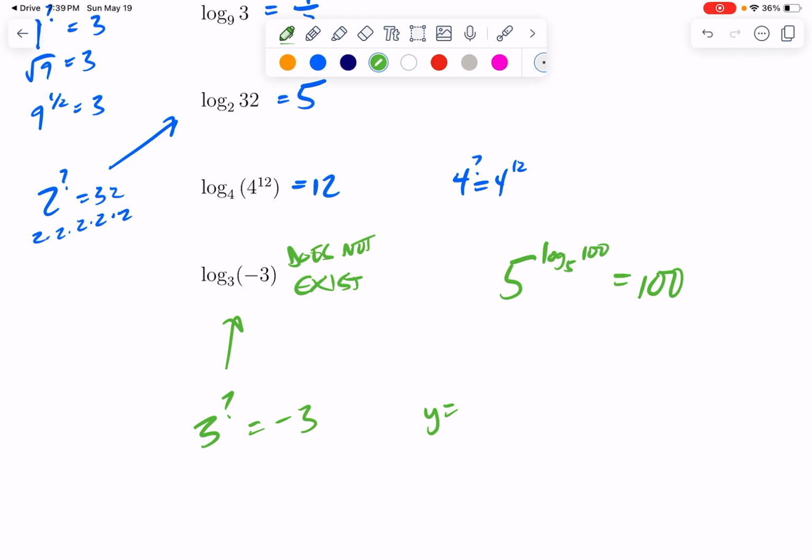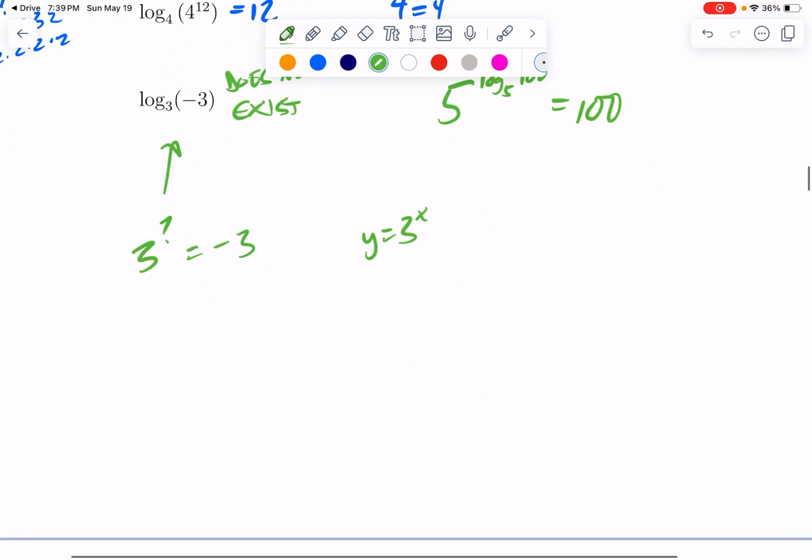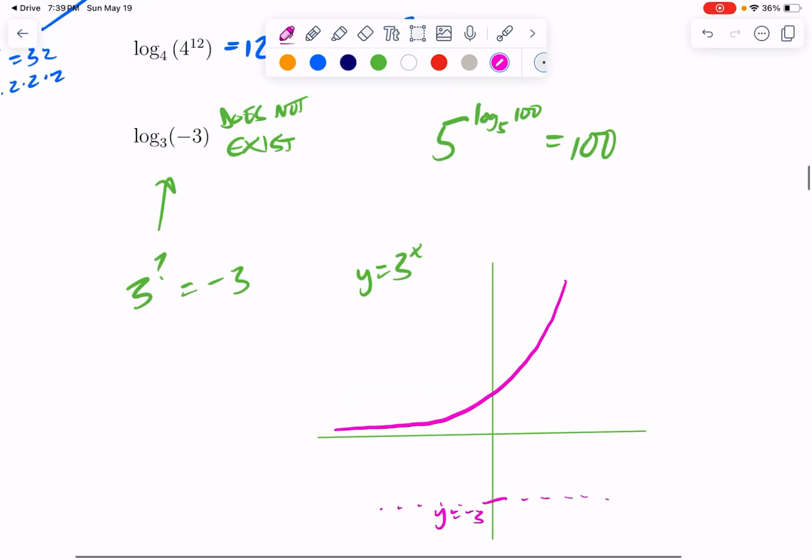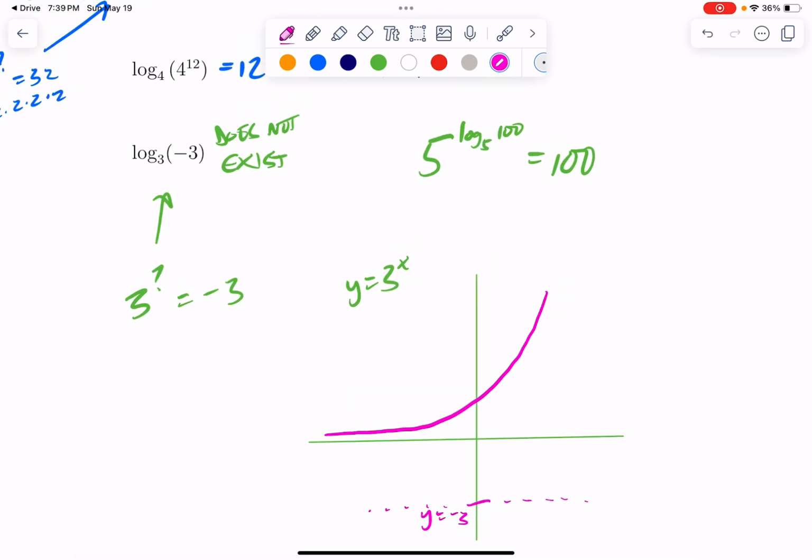Because if we were to graph y equals 3 to the x power, -3 would just be nowhere on that graph. Our graph looks something like so. Y equals -3 is down here, and there's just no place on the graph of that function where the answer y is -3. So you can say undefined, does not exist, anything that communicates that this is an impossible operation.